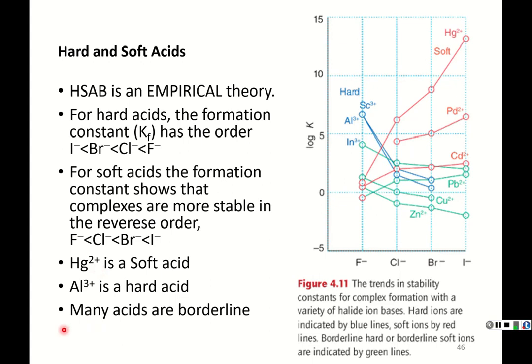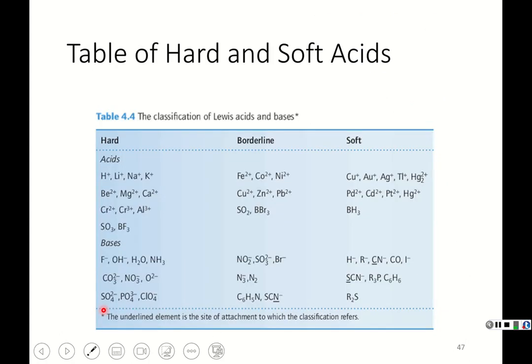Many acids are borderline, falling between hard and soft, which makes this theory even harder to use. But in this class, we're just going to call things hard or soft. We won't really need to make the distinction of intermediate. Here's a table of things that are hard, either acids or bases, and things that are soft. These are the borderline ones, which we won't concern ourselves with too much.